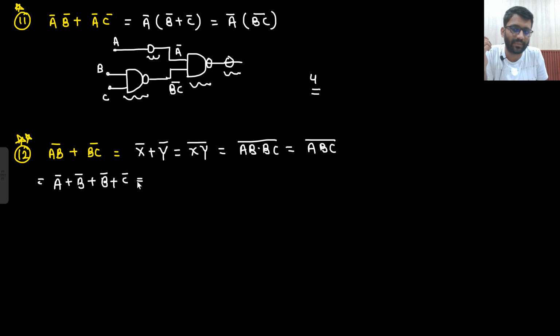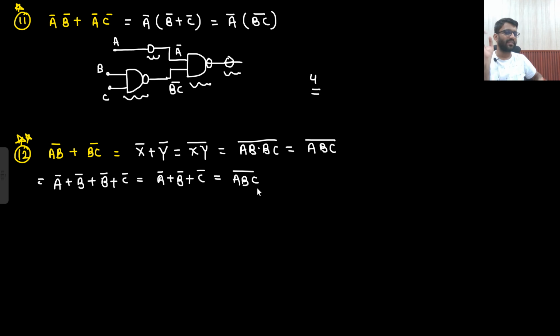It could have come in this manner as well. A bar plus B bar plus B bar plus C bar. So it can be replaced as A bar plus B bar plus C bar, and A bar plus B bar plus C bar can be replaced as ABC bar. So in a NAND gate there is multiplication, so I would want multiplication, I would not want plus. My target is to get multiplication, and in one term only I am getting multiplication. Then what's better than that?